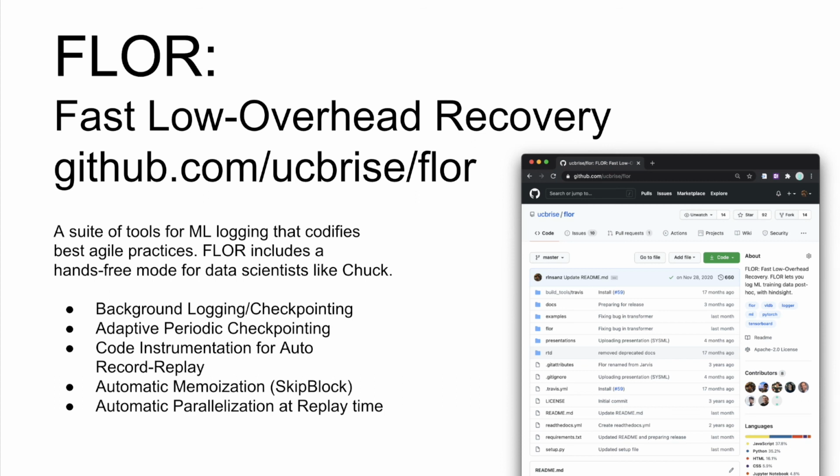We have open sourced the system that we present in the paper, and it's available at ucb-rise/flor.